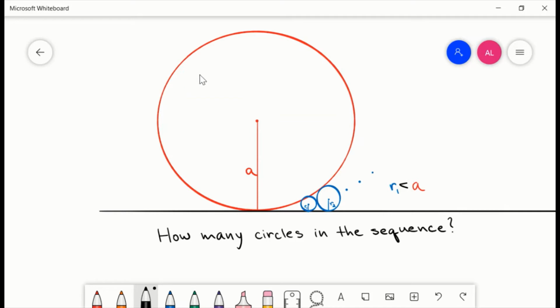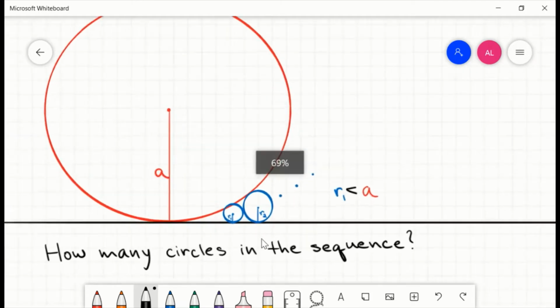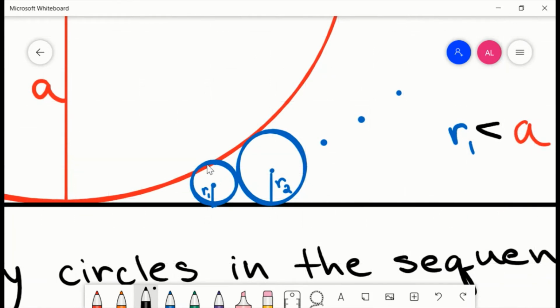So let's get started. Basically we have this black line, and we have this circle, and this line is tangent to the circle, and the circle has radius A. We also have this small circle R1. It's tangent to this big red circle and this black line. And then we also have a circle whose radius is R2, and it is tangent to this blue circle R1 right here, this red circle, and this line.